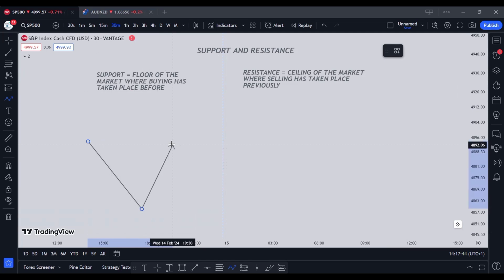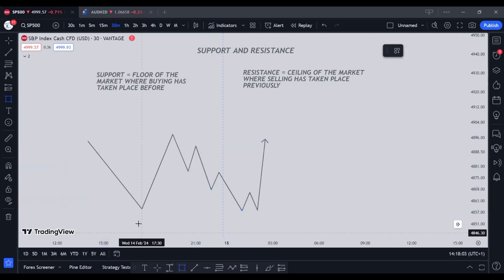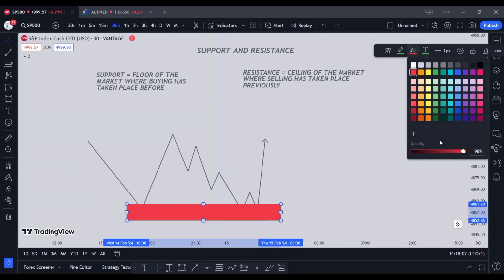And the market pushed up. The market went up, then came down to that level again. Buyers will be alerted that, you know what, this level again, we might buy again from this level, and they continue buying. So this area right here is called what? Support.